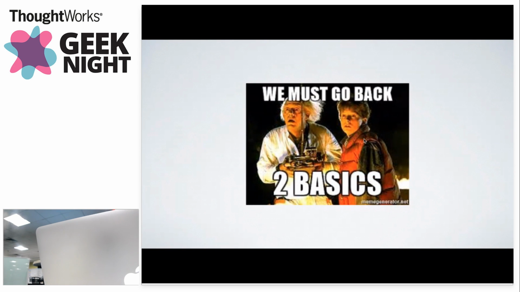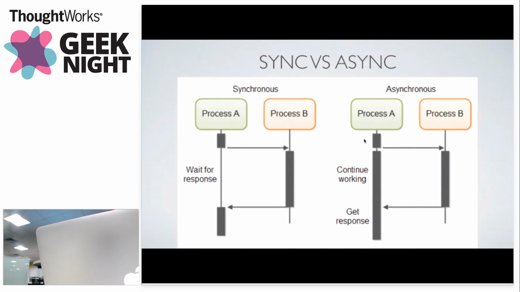Again, we must go back to the basics to know what is concurrency and parallelism. Let's start with synchronous versus asynchronous. Everyone should know what synchronous and asynchronous is, so I'm just going to rush through it. Synchronous is nothing but waiting for the response. If a process is doing some task and it is dependent on another process like a web server or database, it sends a request and waits for it to respond, and there will be a blocking time. And in asynchronous, there is no blocking time.